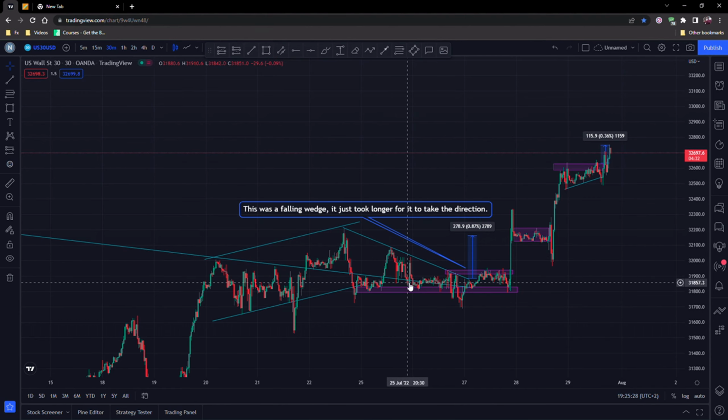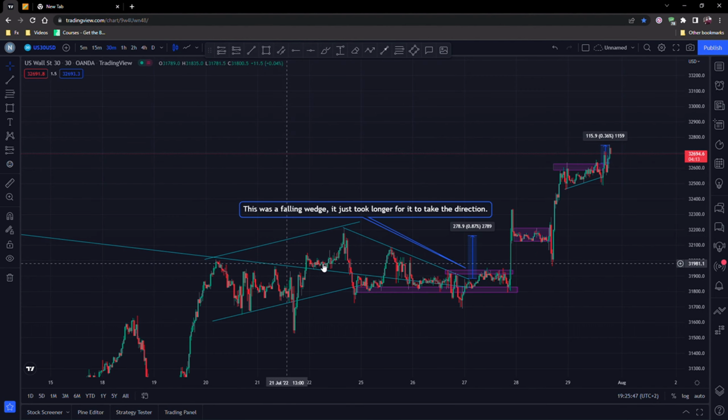Then it came back again and tested that line. It was no longer a resistance trend line. It was now a support trend line, right? And now it came back and went up to this area. Once it reached this area, it formed this resistance trend line as well.